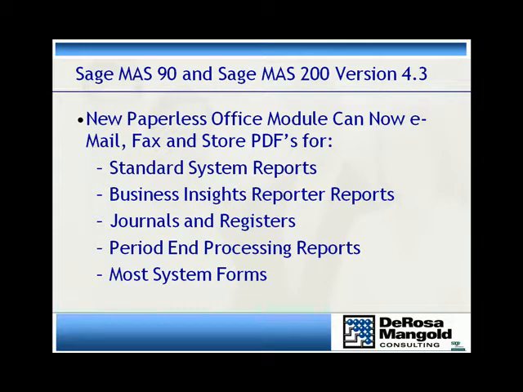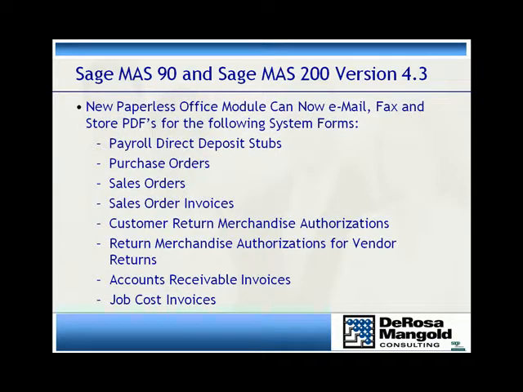In version 4.3, Sage added a new Paperless Office module. With that module, we can now email, fax, and store PDFs for standard system reports, Business Insights Reporter reports, journals and registers, period-end processing reports, and most system forms. Those forms include payroll direct deposit stubs, purchase orders, sales order invoices, customer return merchandise authorizations, return merchandise authorizations for vendor returns, accounts receivable invoices, and job cost invoices.